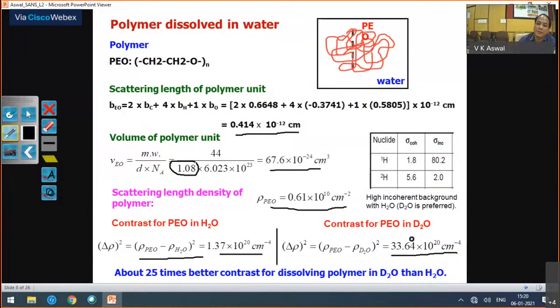And moreover, your incoherent background will be much less now, because the incoherent background for hydrogen is very, very high compared to deuterium. So it's not only the contrast you enhance, but also the incoherent background is suppressed. So whenever you have a hydrogenous component and you want to see this particularly by neutron scattering, you should always prepare it in deuterated solvent, and you increase the contrast as well as decrease the incoherent background.